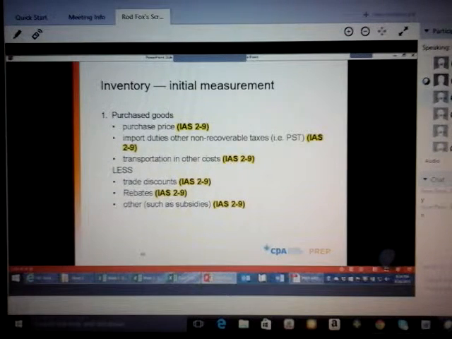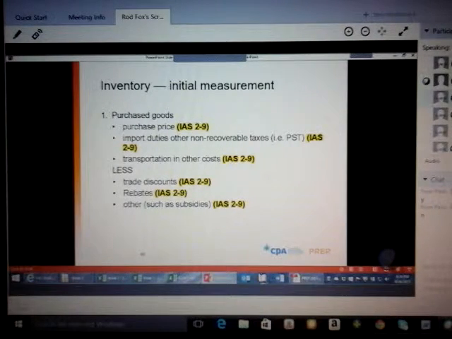So instead of me just reading off these slides, what I did is I went into the standard and I double checked your notes as well, just to make sure that we know where to go to find out what items we can put in inventory and what items are just going to go through our income statement as an expense. So let's just go visit IAS 2.